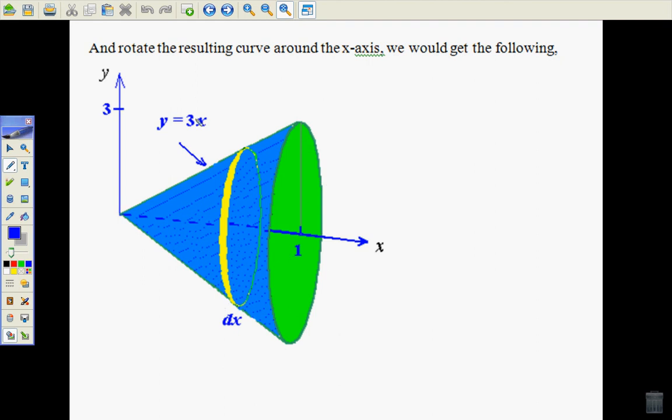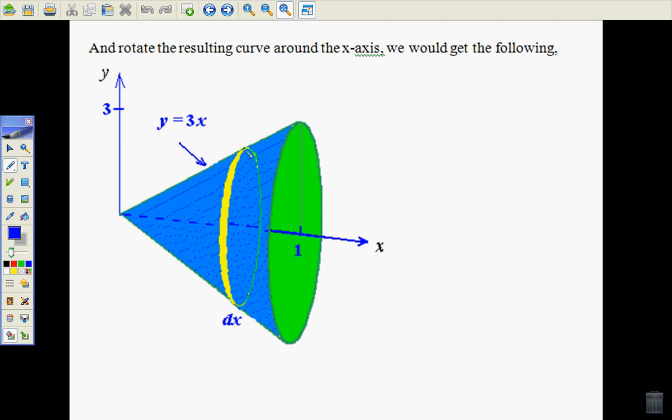So the cone has a line, y is equal to 3x. And what we want to do here is work out the volume of the cone. So we're going to use integration. We could find the volume of a cone, obviously, by using the formula for the volume of a cone, 1/3 times pi r squared times the height. That's quite fine to do with a cone, but we're going to use this one as an example of how this is done using integration.